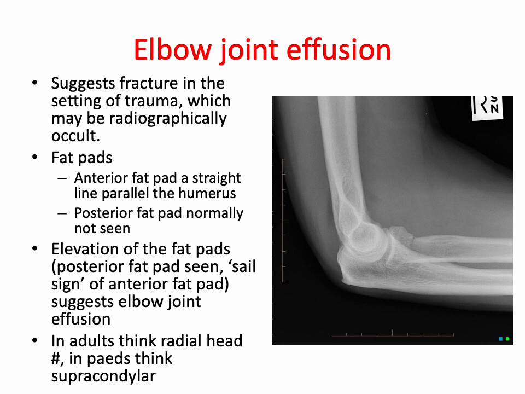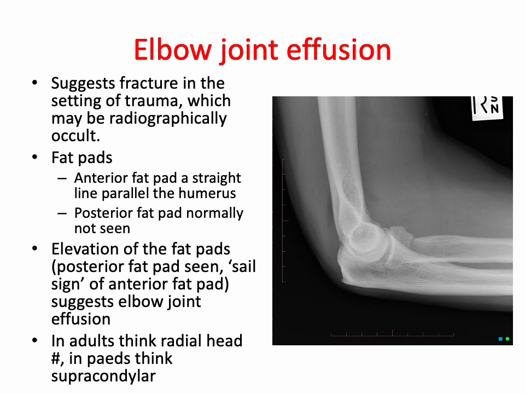So we briefly touched on this. We look for indirect signs of injury around the elbow as well. One of those is an elbow joint effusion. In the setting of trauma, an elbow joint effusion suggests a fracture, which might otherwise be radiographically occult. There are a few fat pads around the elbow, and on a lateral radiograph we can see usually the anterior fat pad, but it's not normally displaced up like this.